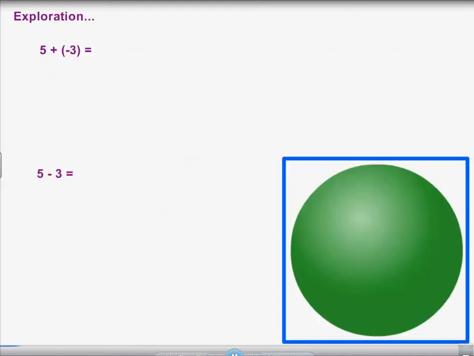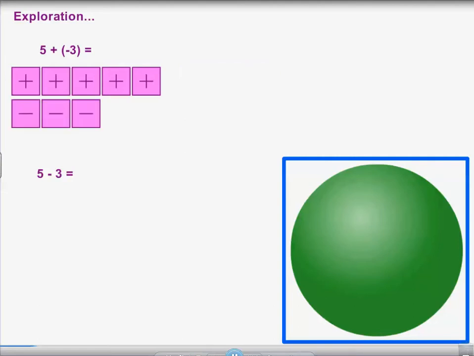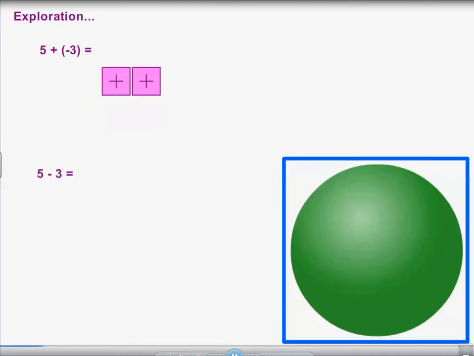So let's start by looking at how we can add 5 plus negative 3 and also how we can subtract 5 minus 3 using algebra tiles. If I want to model 5 plus negative 3 using algebra tiles, I'm going to have 5 positive tiles and 3 negative tiles. Now if I match up positive and negative tiles, I create a zero pair. In this case, I get 3 zero pairs. And with these zero pairs, I can remove them to find my total sum. So 5 plus negative 3 is positive 2.